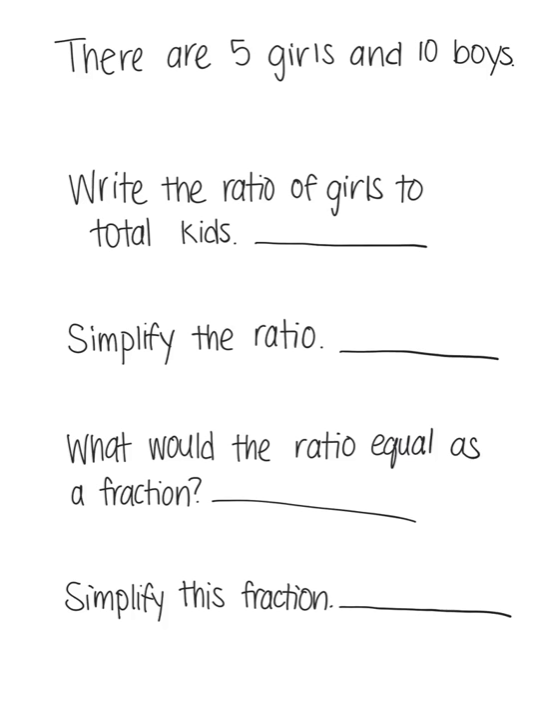Before we move on to the next type of word problems, let's just do one more check-in. There are 5 girls and 10 boys. So write the ratio of girls to total kids, simplify this ratio that you get. What would this ratio equal as a fraction? And then simplify this fraction. So figure out what these 4 answers would be, pause the video, and then play it again to check your answers.